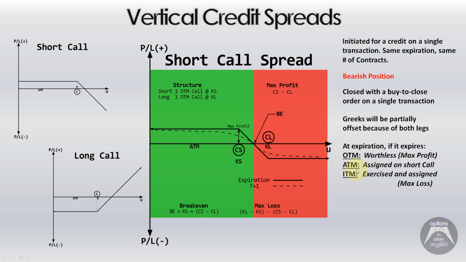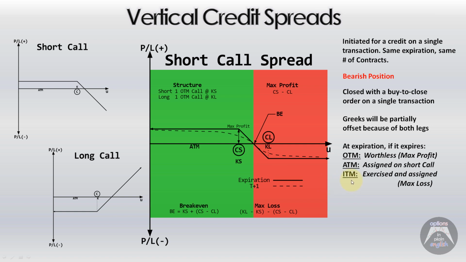If it expires at the money, which for spreads is considered anything that's between KS and KL in this case, so anything that's between the short and the long legs, you're going to be assigned on your short call. So what's going to happen is if the price expires here in between, your short call is going to be in the money. So you're going to be assigned a short position in the stock. Or if you're covered, if you have the stock, you're going to be selling those shares at the strike price. Okay. If you don't have the stock, then you're going to be assigned a short position in the stock.